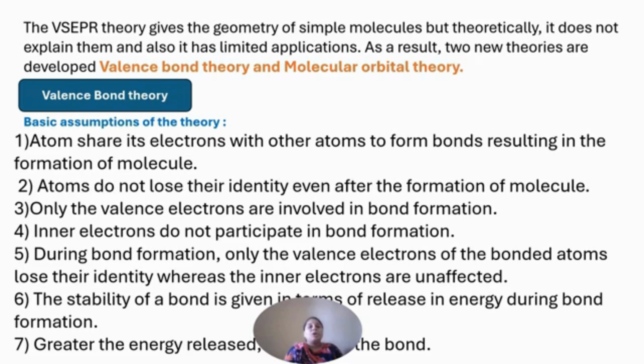During bond formation, only the valence electrons of the bonded atoms are involved, whereas the inner electrons are not affected. And the stability of the bond is given in terms of the energy released during bond formation. So the more the energy released, the stronger the bond.